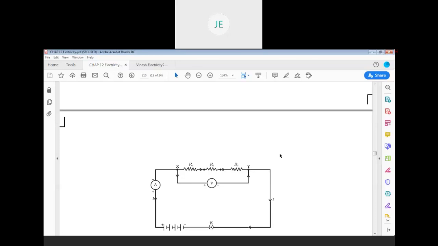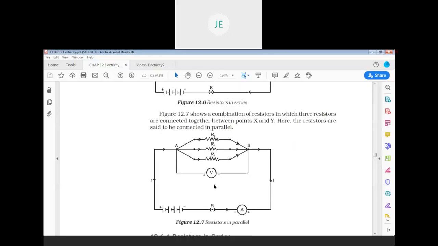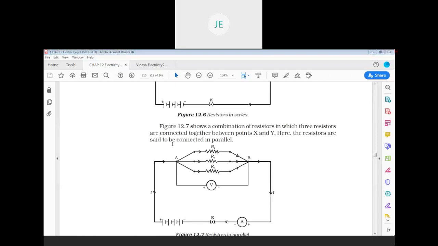And there is one more type of connection, like this. In this figure, a combination of resistors in which three resistors are connected together between the two points X and Y. Actually, they have given X and Y here, but here they have indicated AB. It should be X and Y. Here the resistors are connected in parallel. So there are two kinds of connections.